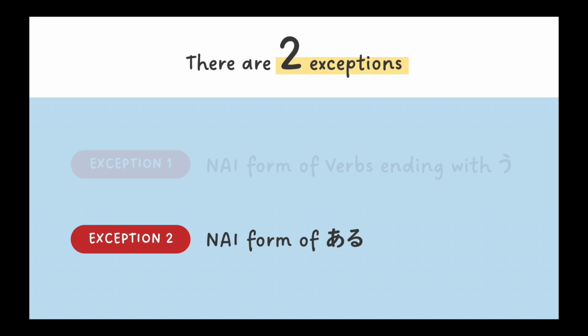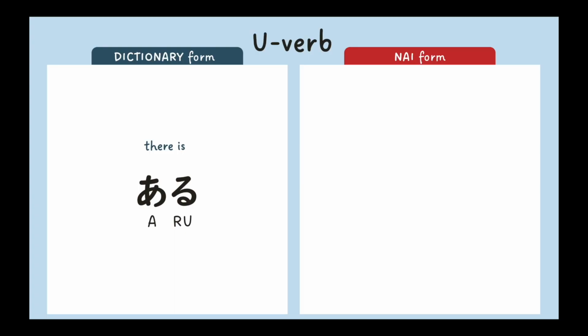Now let's see exception 2. The nai form of aru follows a special conjugation. Aru simply becomes nai. A memory tip is aru means there is, nai means there is none.